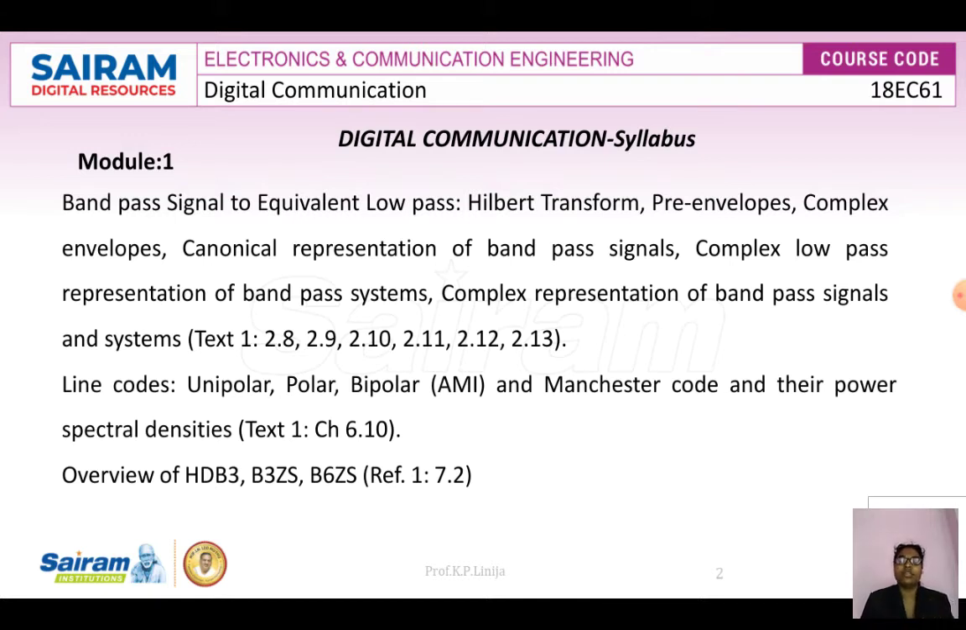Followed by this, a very important parameter in the communication system is line codes, and the line codes are categorized into unipolar, polar, and bipolar. Bipolar is called alternate mark inversion, that is AMI, and Manchester code, and the power spectral densities of these line codes. And we also need to discuss the scrambling technique, that is scrambling of bits, an overview of HDB3, that is high density bipolar signaling, and B3ZS and B6ZS. Let us discuss in depth the Hilbert transform and its properties today.